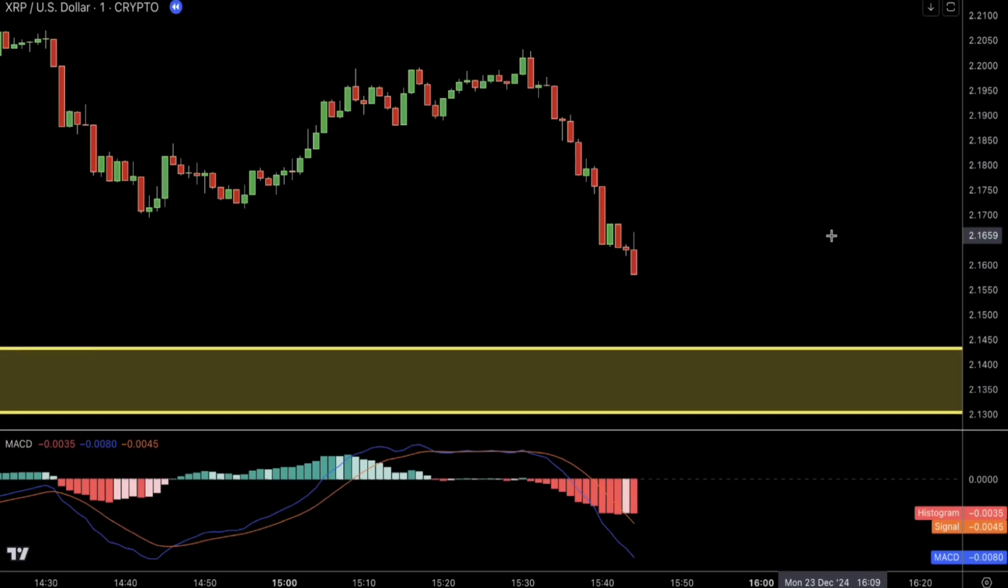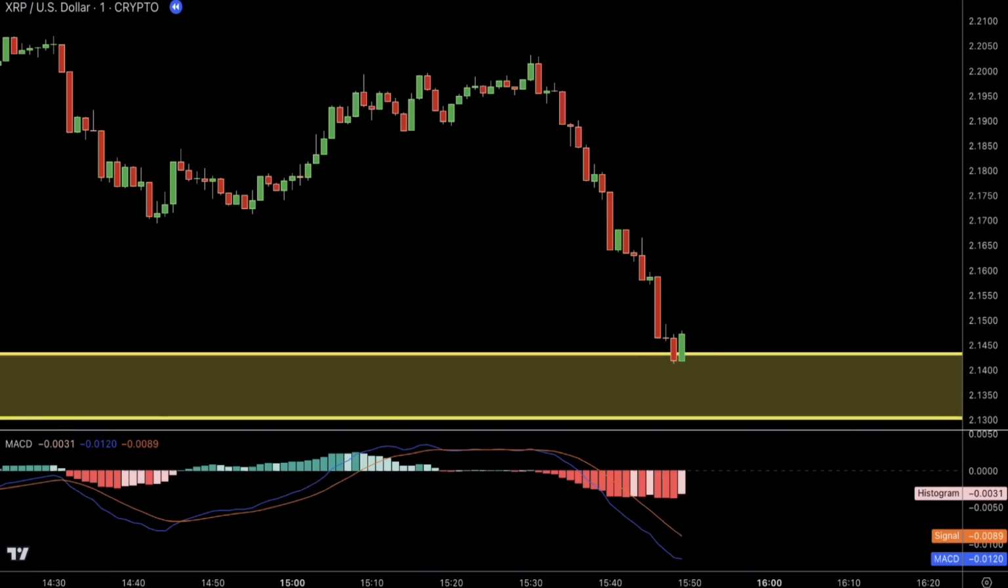Now let's switch to the 1-minute chart, where the 15-minute demand zone is plotted. At this point, we're waiting for the market to reach this zone. When the price touches the demand zone, we need a reaction, a candlestick signal like a rejection or reversal. But that's not enough. To confirm the trade, we also need a bullish MACD crossover.